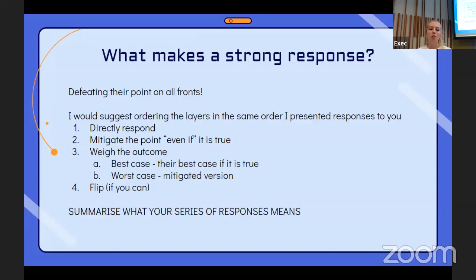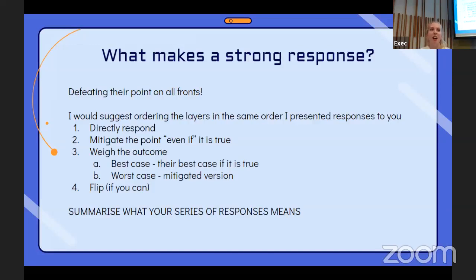So at the end of all of this, you've given quite a lot of responses to their point. You want to try and summarize everything that you've said, because then it means it's more likely that the judge is able to remember or able to understand what it means now that you've gone through all of these layers of responses. Because this is especially when you start to conclusively win points, is when you summarize at the end what all of these layers mean.